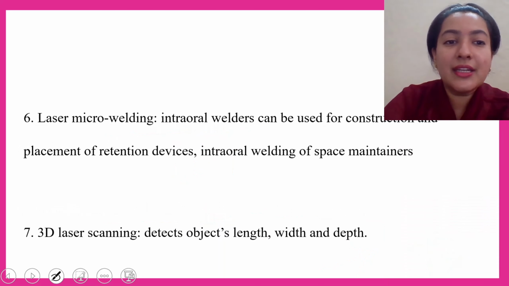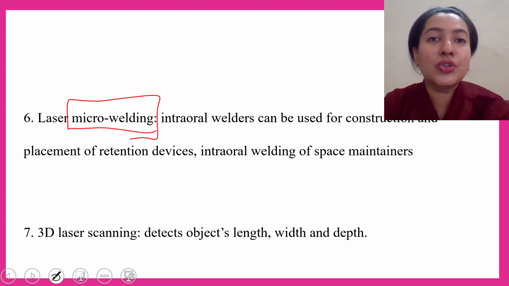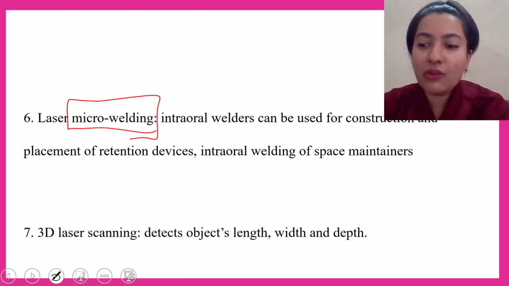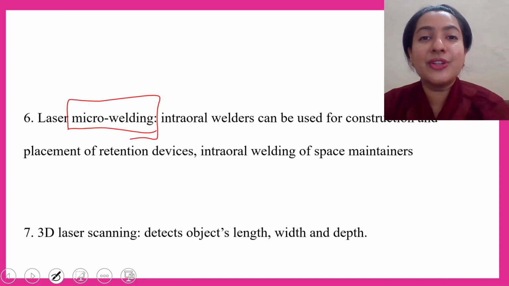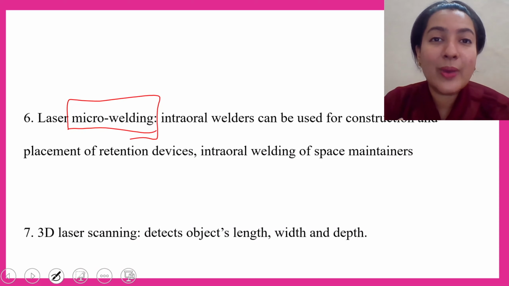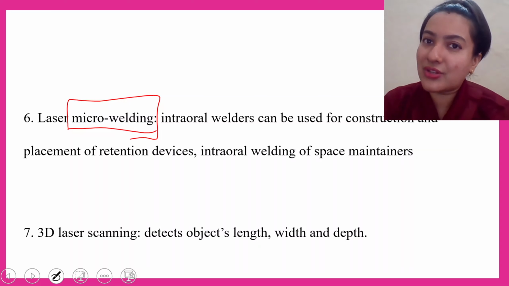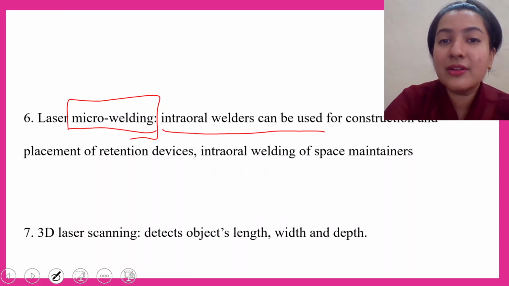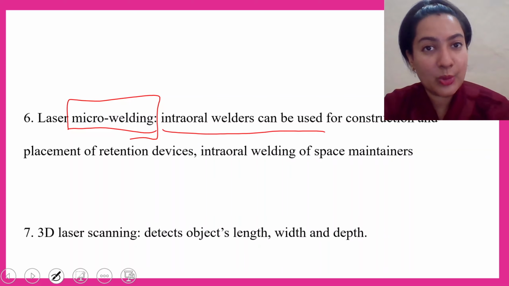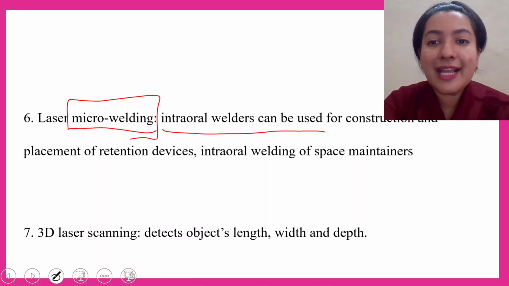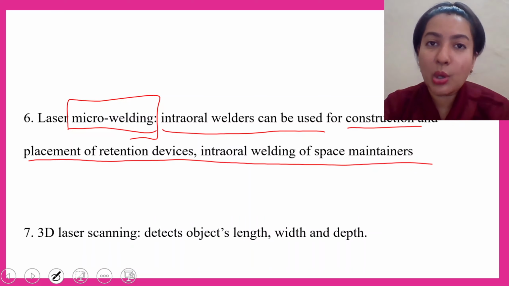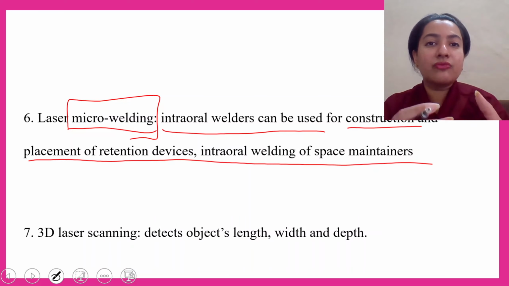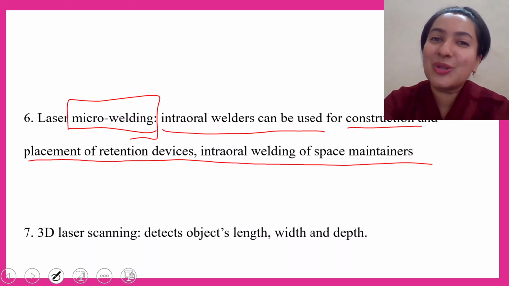Next, it is used in micro welding. See, if you people have gone through my previous videos, you know what is soldering, what is welding, the role of welding in orthodontics. And welding is a tedious task. And if by chance any appliance breaks in the mouth, it has to be retrieved, welded outside and put back, which is very time consuming for the orthodontist plus a little frustrating for patients. So now we have intraoral welders which are coming up. They are based on the concept of lasers, but they are intraoral welders. They can be used for construction and placement of retentive devices and for intraoral welding of space maintainers. Meaning the things which we used to do outside can directly be done in the patient's mouth.